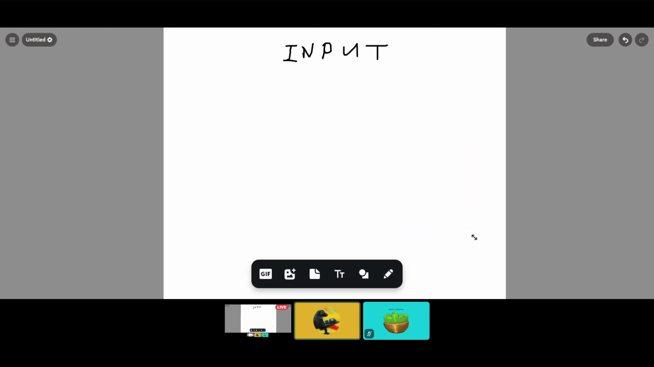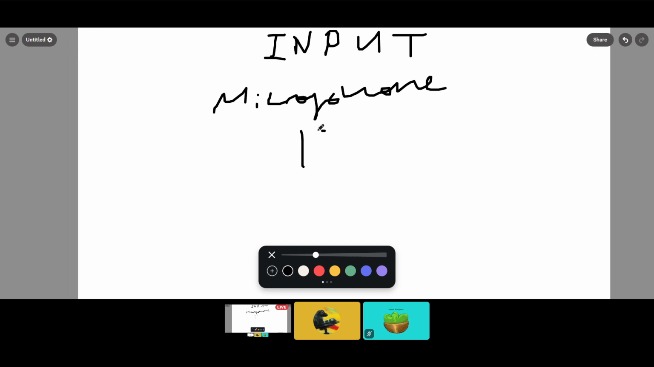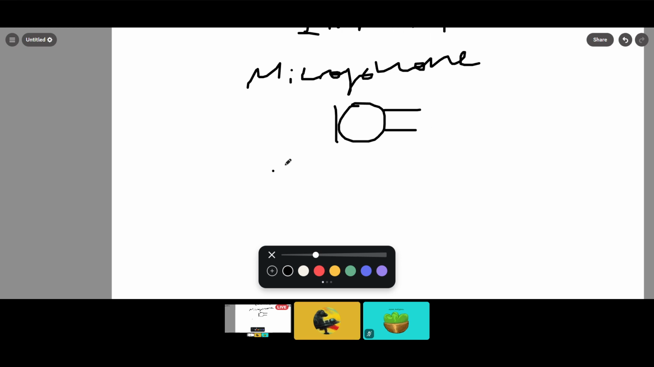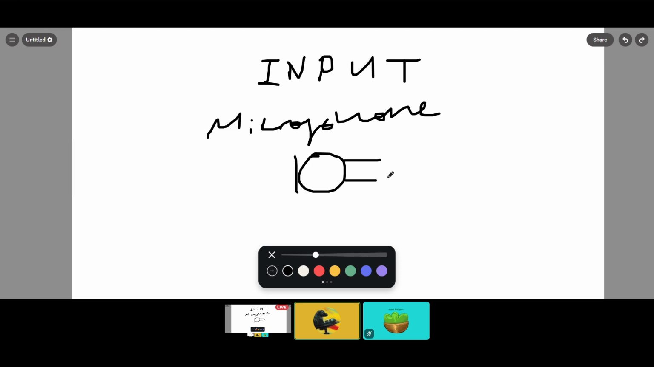Next input transducer is the microphone. We have a microphone in our syllabus, and it looks like this. What does the microphone do? Well, it notices the vibrations in the air, and it outputs an AC signal. That's all I'm going to talk about. I'm not going to go too in depth into it, because then we will have to go into things like inductors and magnetism. So I'm not going to talk about that. Let's move on.